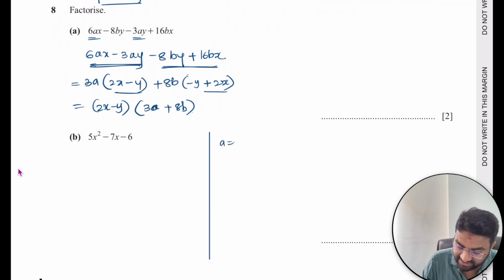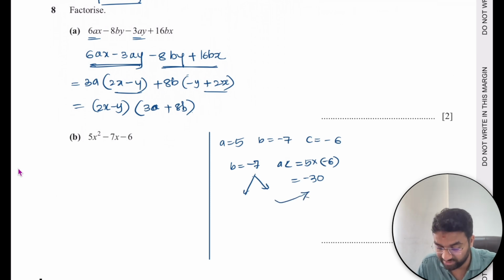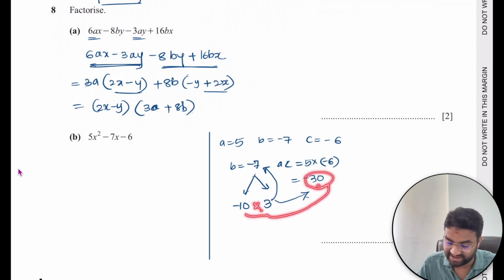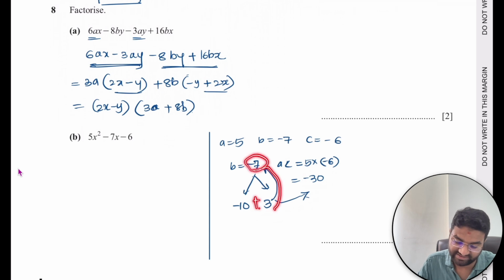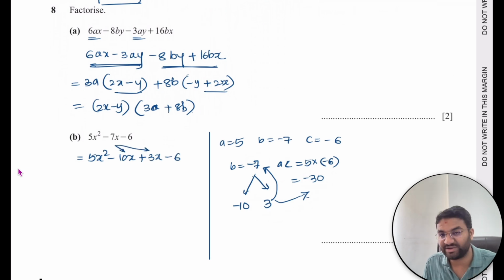Here you have a is equal to 5, b is equal to minus 7, c is equal to minus 6. So b is minus 7 and a times c is 5 times minus 6, which is minus 30. You have to split this 7 in such a way that the two numbers multiply to negative 30 and add to minus 7. So which are those two numbers? Here minus 10 and plus 3 we can take. Minus 10 times 3 gives negative 30, and minus 10 plus 3 gives minus 7, isn't it? So here you can write 5x squared minus 10x plus 3x minus 6. This is splitting the middle term.